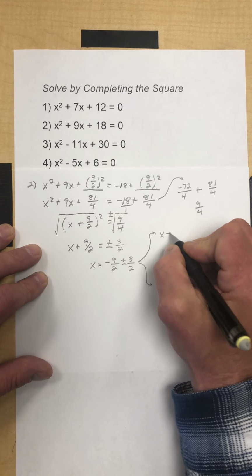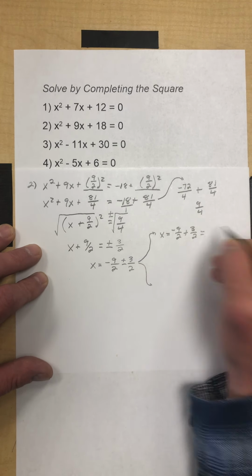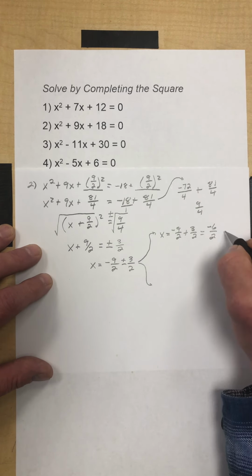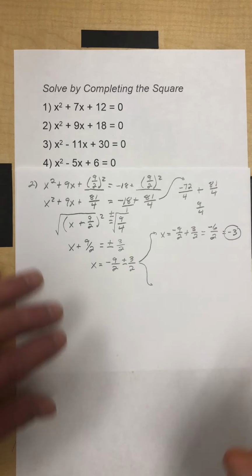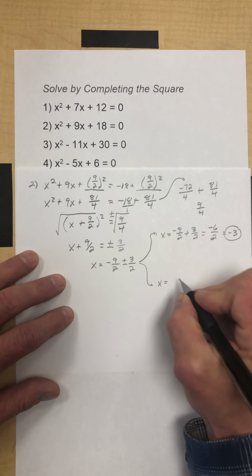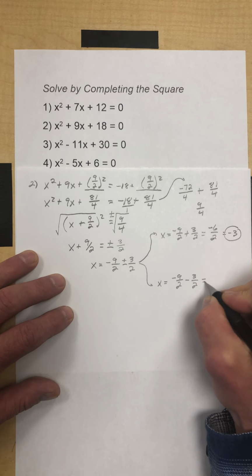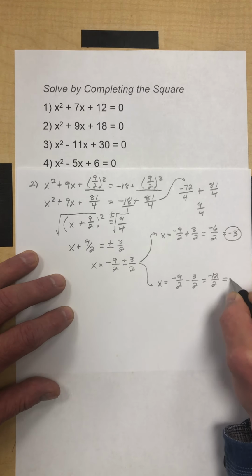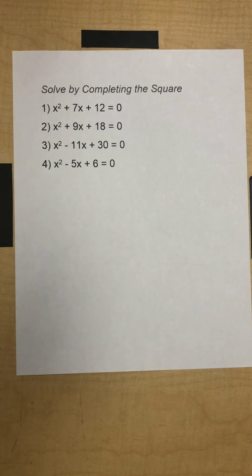So we get x equals negative 9 halves plus 3 halves. That will give me a negative 6 halves, and that'll give me a negative 3. So one of my solutions is negative 3. The other guy, I would have negative 9 halves minus 3 halves. So that will give me a negative 12 halves, which is negative 6. And I get my other solution. So we've got our 2 solutions there. Okay, let's go down to the next one.